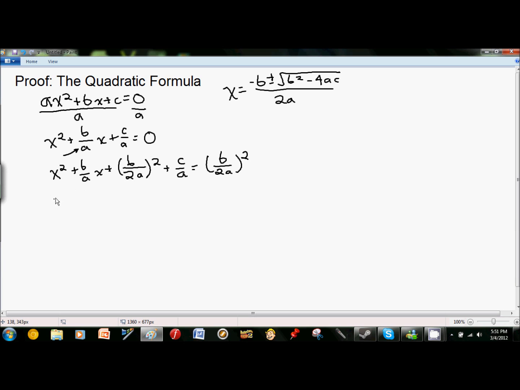Okay. So now we're going to take this and turn it into that single squared term, which will simply be x plus b over 2a, all squared. And we're going to take the c over a and move it to the other side, which will leave us with b over 2a squared minus c over a.